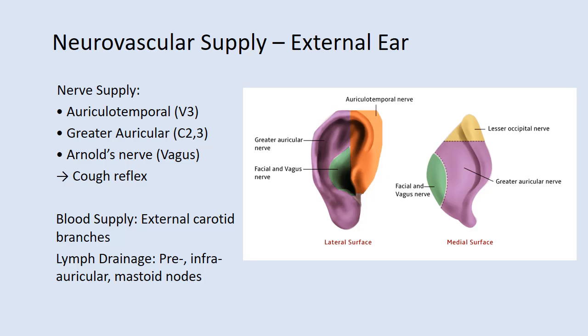It's the Arnold reflex. Blood supply comes from branches of the external carotid artery with venous drainage following the posterior auricular and superficial temporal veins. Lymphatic drainage is to the preauricular, infraauricular and mastoid lymph nodes, which are often checked in cases of infection or malignancy.